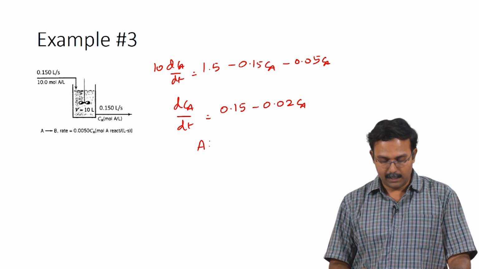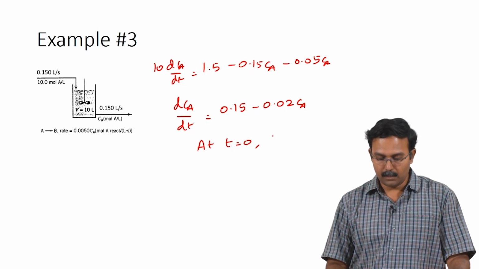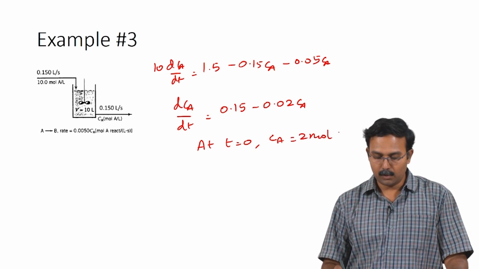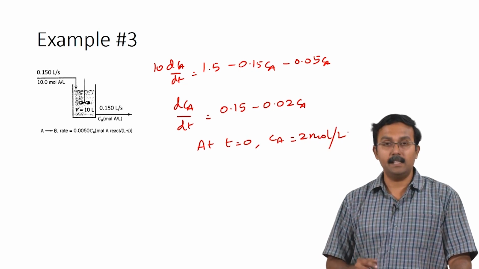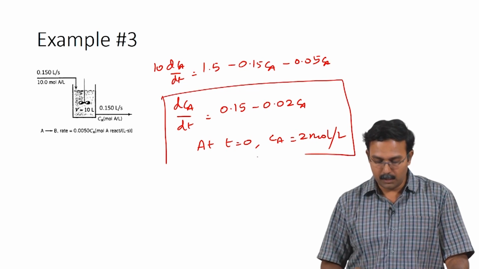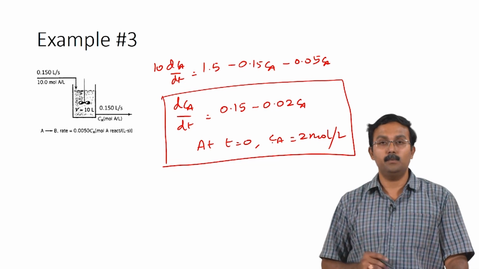So we also need to identify the initial condition. It has been given that at time t equals 0, the reactor is charged with a concentration of 2 moles per liter. So the concentration of A in the reactor at time t equals 0 is 2 moles per liter.